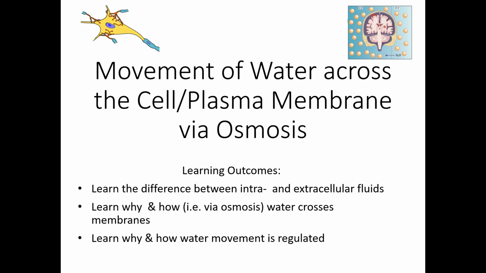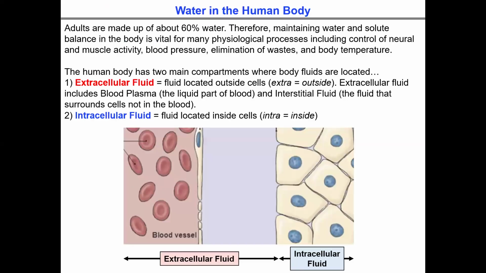What we're going to be looking at today is the movement of water across a cell or plasma membrane via osmosis. What we're going to try to accomplish today is look at the differences between intra and extracellular fluid, see exactly where they reside, and what kind of movement can happen between the two. We're going to learn why and how, specifically via osmosis, water is going to cross these membranes. And then we're going to learn why and how water is going to be moved and regulated. So let's go ahead and get started.